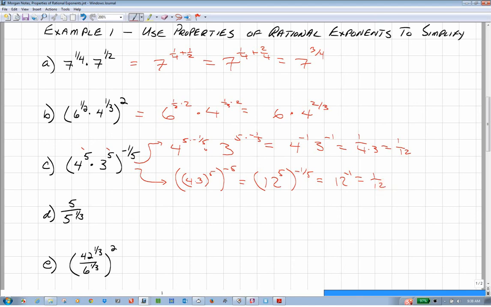Next one. Okay, so what we have is the same base. This has an exponent of 1, which is larger than the 1/3. So that's going to be 5 to the 1 minus 1/3. That would be 5 to the 2/3. Okay. Let's go down to the next one.